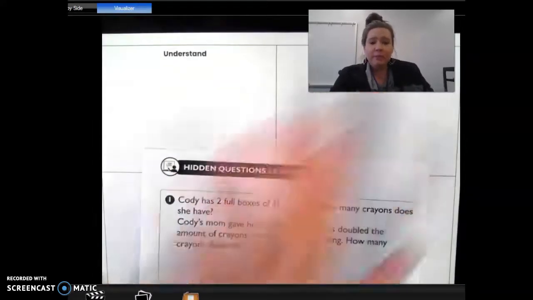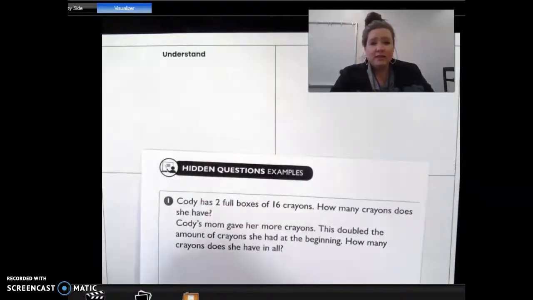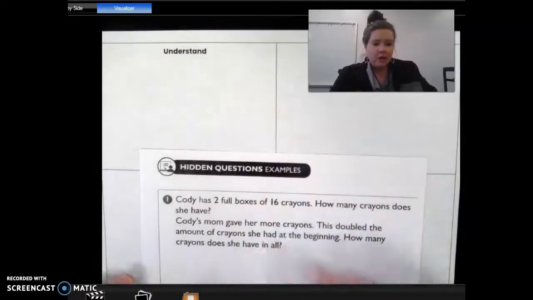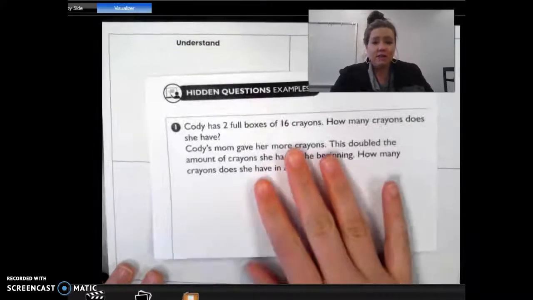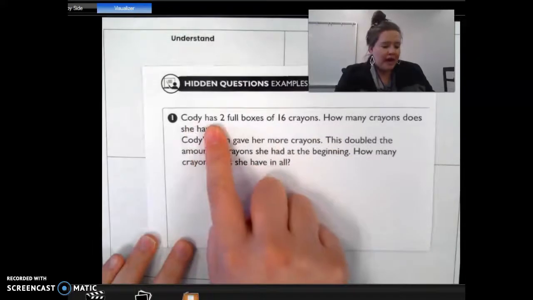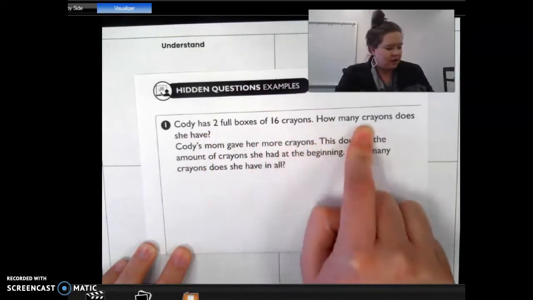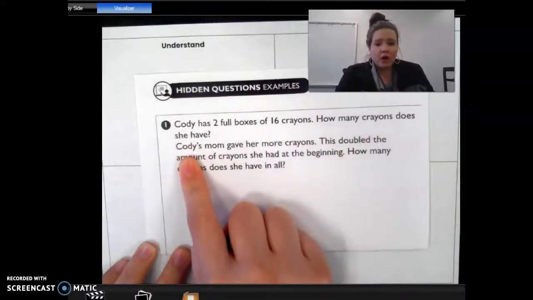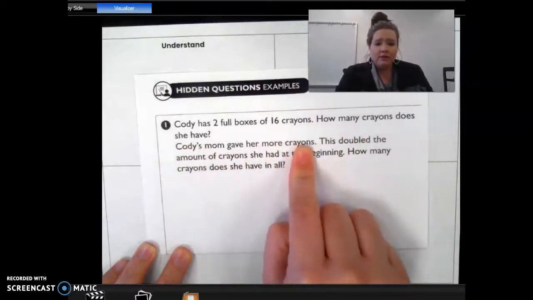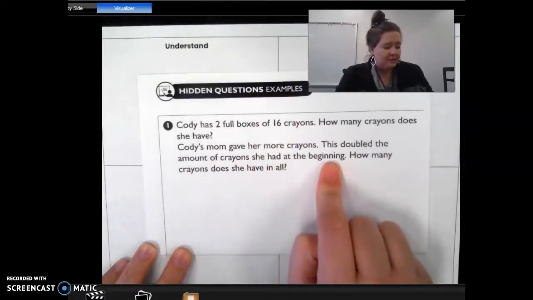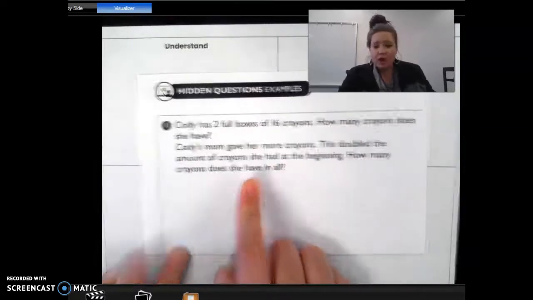And the reason I want to break this down so we can really focus on identifying which operations we are using, okay? So let's look at this first question, okay? Cody has 2 full boxes of 16 crayons. How many crayons does she have? Cody's mom gave her more crayons. This doubled the amount of crayons she had at the beginning. How many crayons does she have in all? Okay?